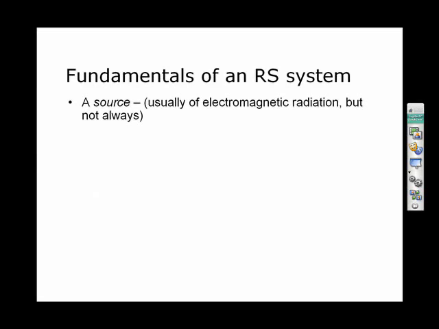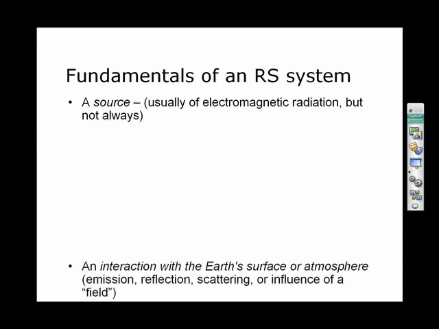In general, you're always going to have some kind of source of electromagnetic radiation. It's going to come from somewhere. Sometimes it comes from the object itself. Sometimes it comes from a secondary source such as the sun. Sometimes the radiation is something you're actually generating yourself from your own platform to illuminate the surface, much like a flash camera.